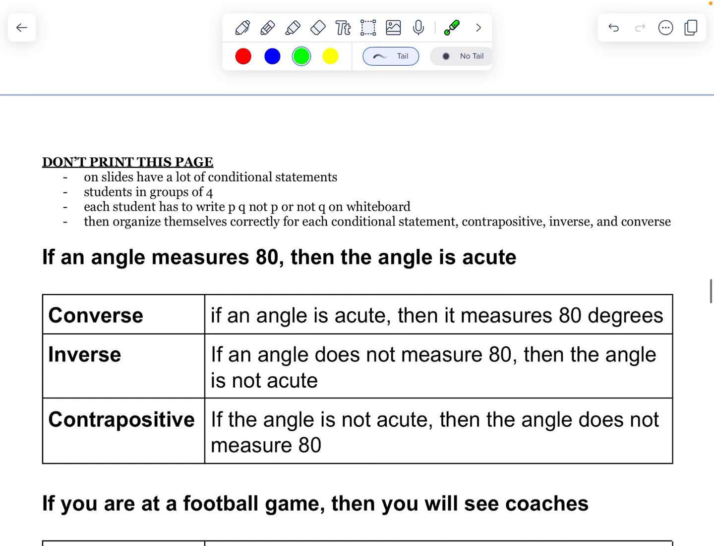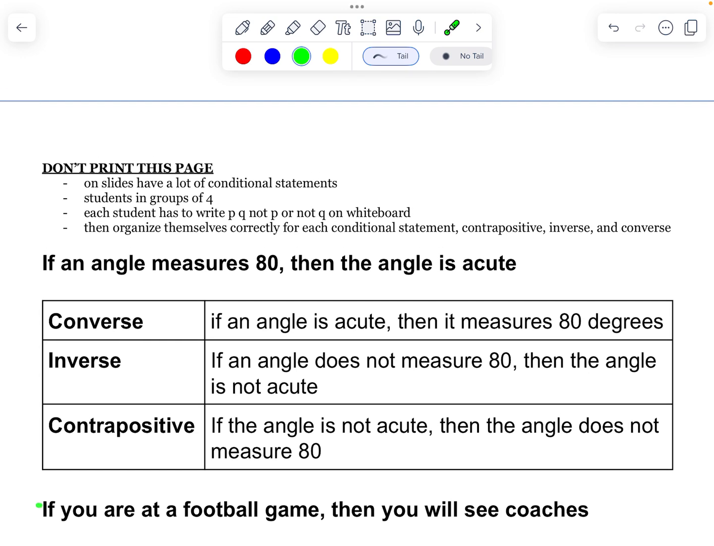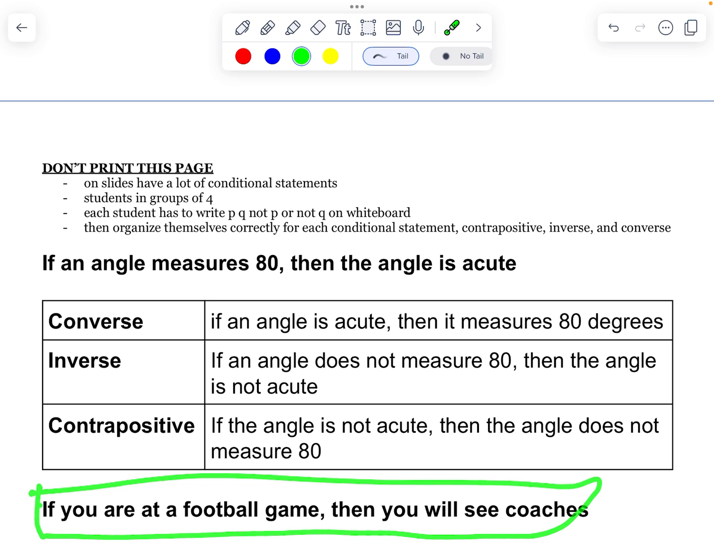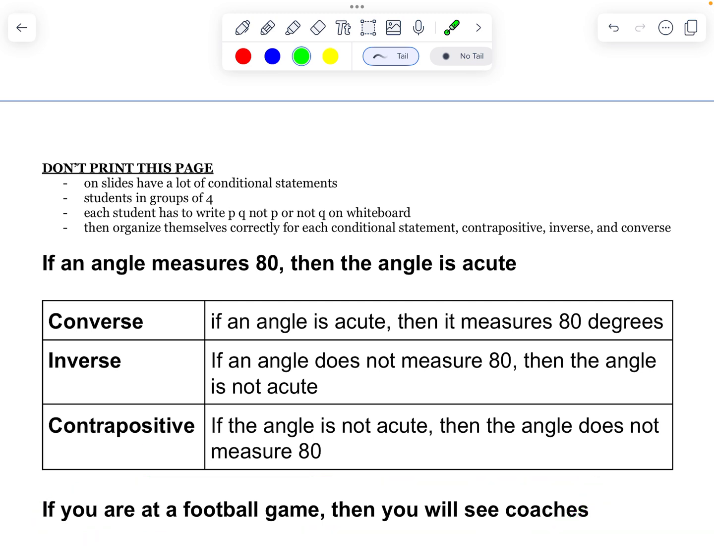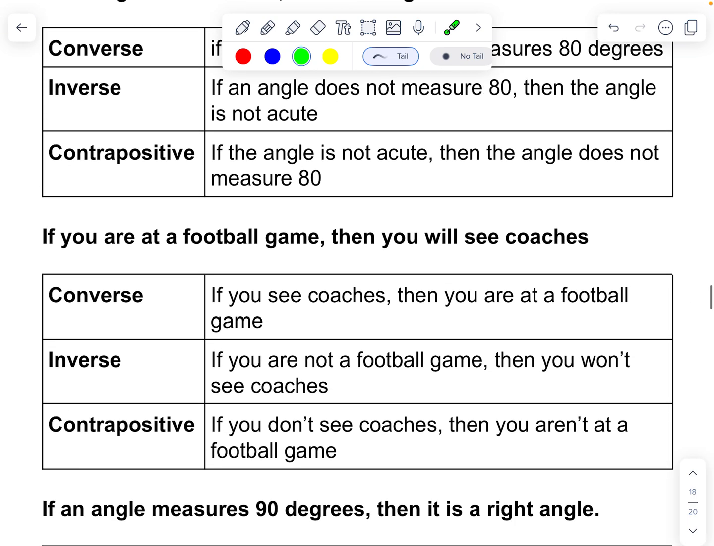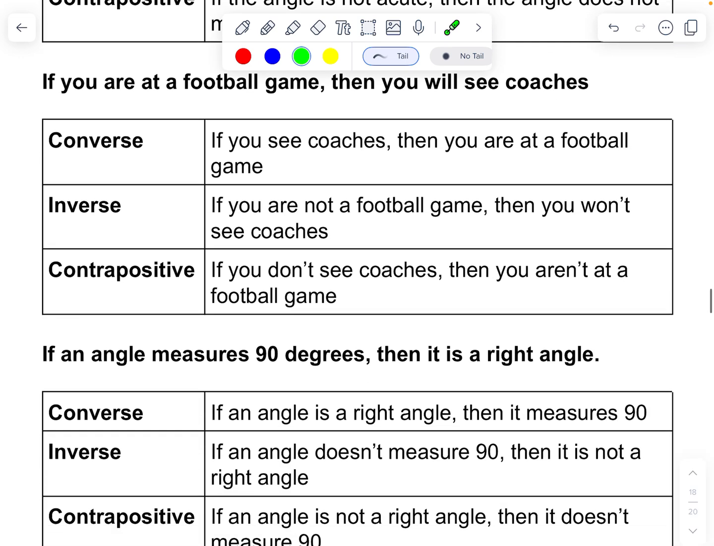If you were doing this at home, pause, see this, try it yourself. Can you write the converse, inverse, and contrapositive? So if you are at a football game, then you will see coaches. Converse, switch them. Inverse, not them. Contrapositive, switch and not. Give it a shot. See if you get the same answers I did. If an angle measures 90 degrees, then it is a right angle. Converse, inverse, contrapositive.